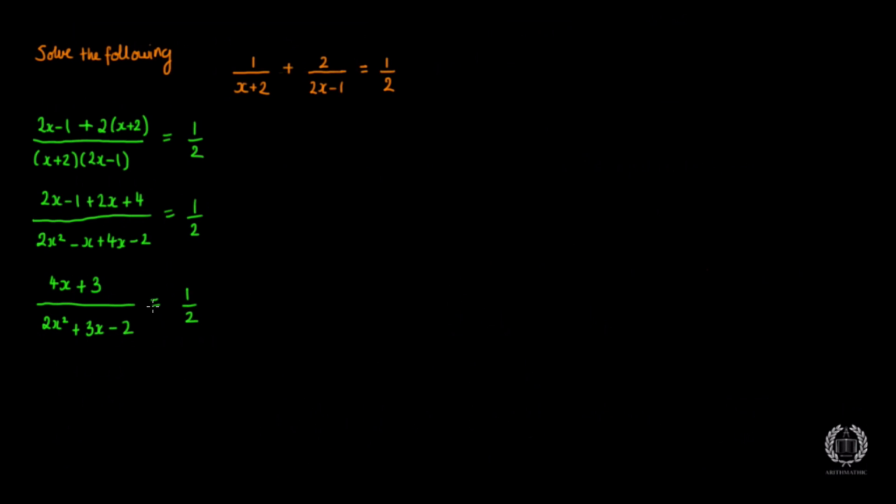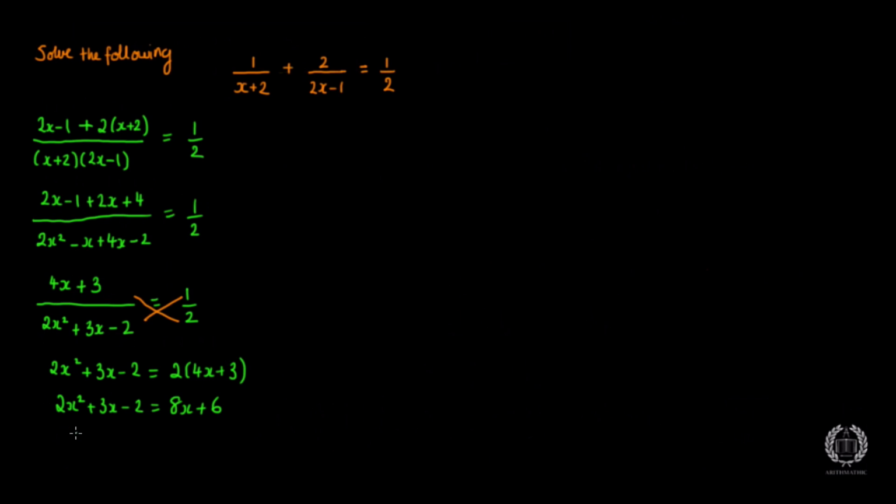Now we're going to cross multiply. Cross multiplying means we do 1 times all of this, and then 2 times all of that. So 1 times 2x squared plus 3x minus 2 stays the same, is equal to 2 times all of this, so 2 bracket times 4x plus 3. We keep 2x squared plus 3x minus 2, and if we expand this, 2 times 4x is 8x, and then 2 times 3 is 6.